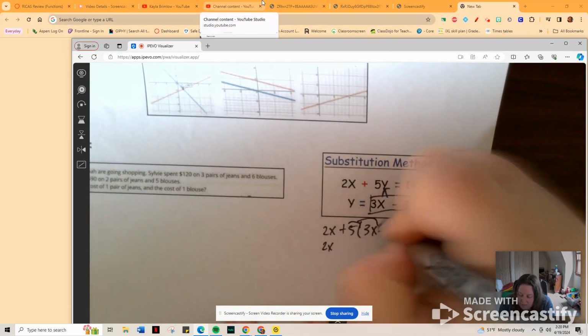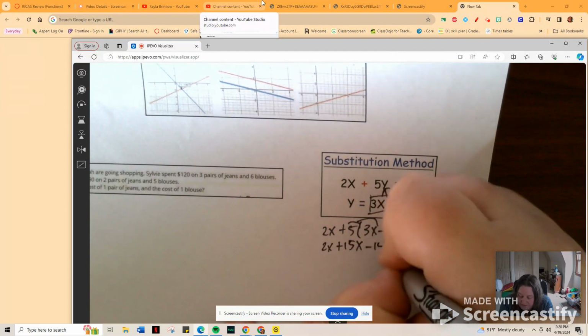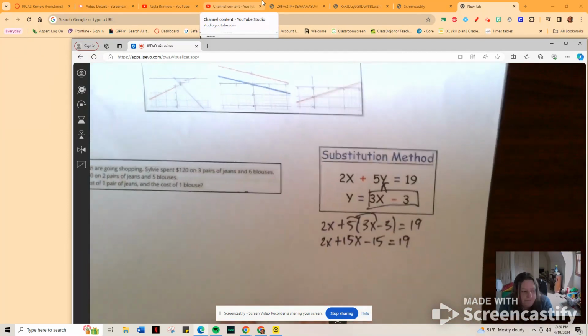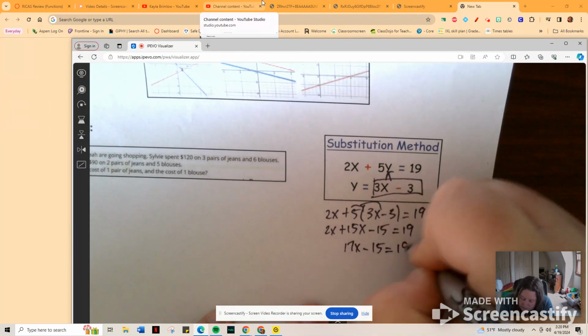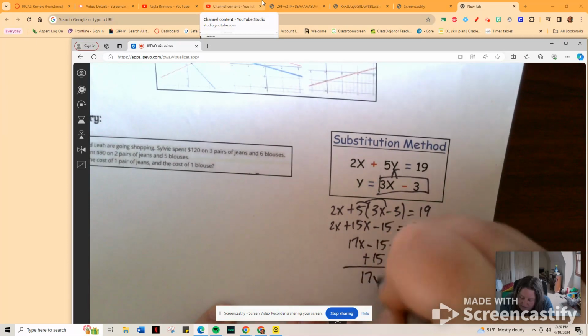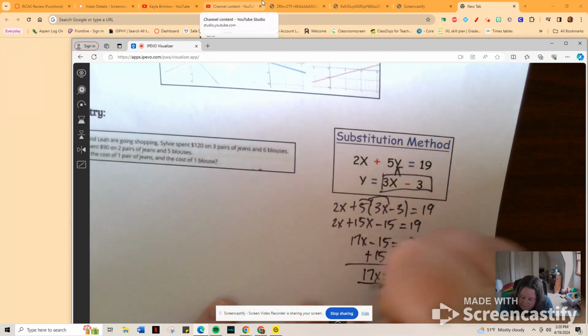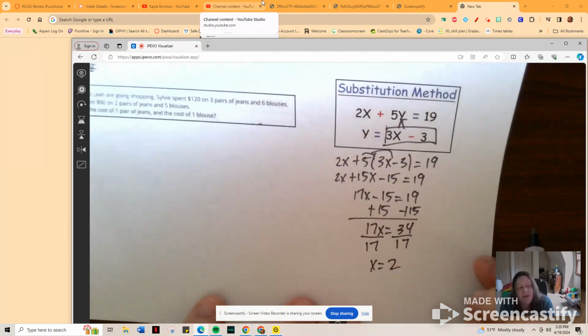So I'm going to keep the 2x for now. I'm going to distribute the 5, so I get 15x minus 15 equals 19. I'm going to combine like terms. Now it's a 2-step, so I'm going to add 15 to both sides. 17x equals 34. Divide by 17, and x equals 2.